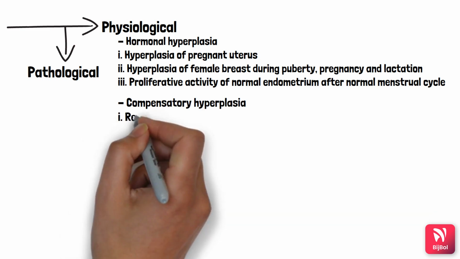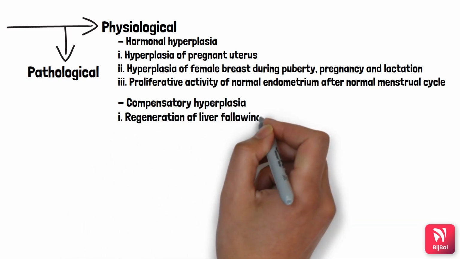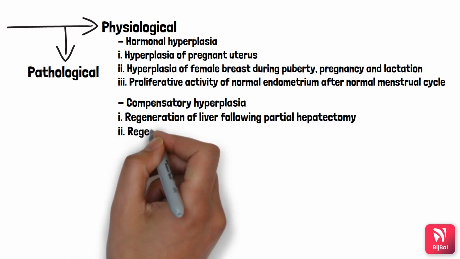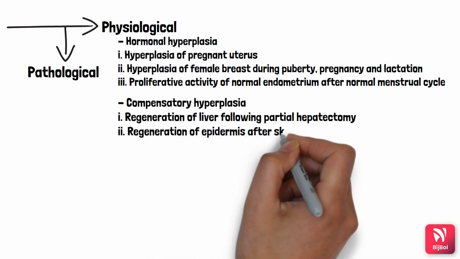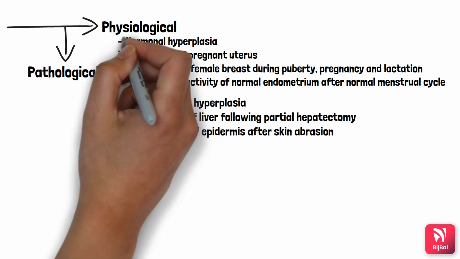And here also there is something called compensatory hyperplasia, where if any organ is cut off, then the remaining organ will regrow to the normal size, that is regeneration of the liver following partial hepatectomy. And sometimes whenever there is a skin abrasion or any wound, it will start to heal by regeneration of the epidermis. So this is also compensatory hyperplasia or physiologic hyperplasia.